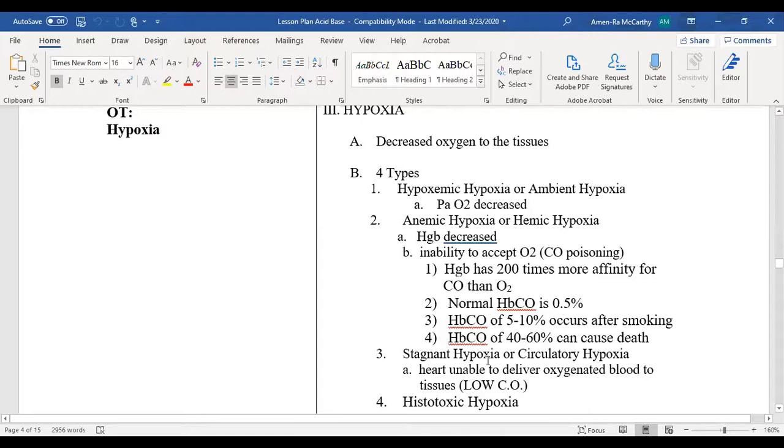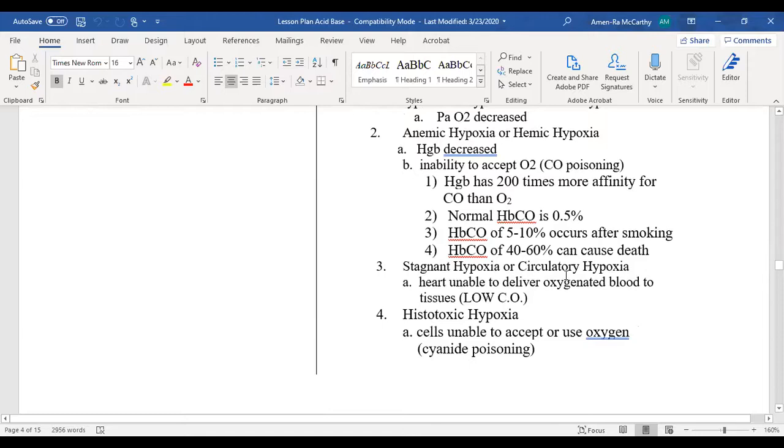Okay, so that's the second type of hypoxia. First type was hypoxemic, which is just a low PaO2. Number two was anemic, which is a problem with the hemoglobin, right? Either the hemoglobin is low from bleeding or you have come in contact with carbon monoxide. Okay. The number three is stagnant hypoxia, also known as circulatory. If your blood is not circulating well because of a low cardiac output, that's called stagnant.